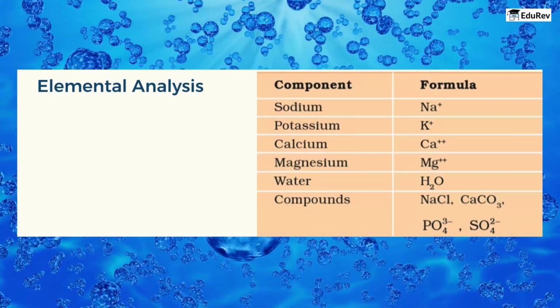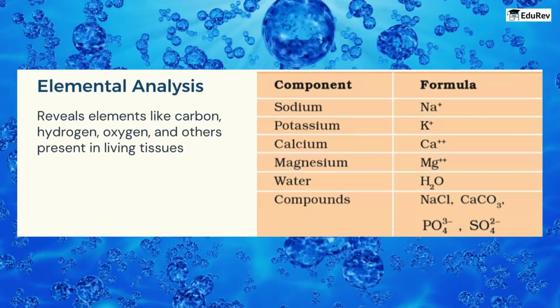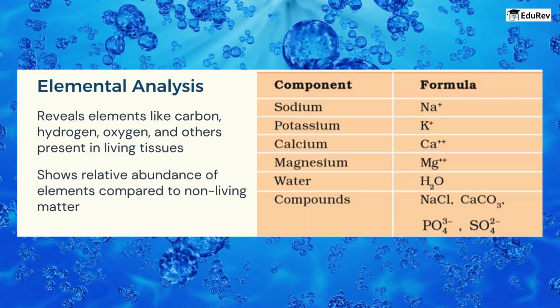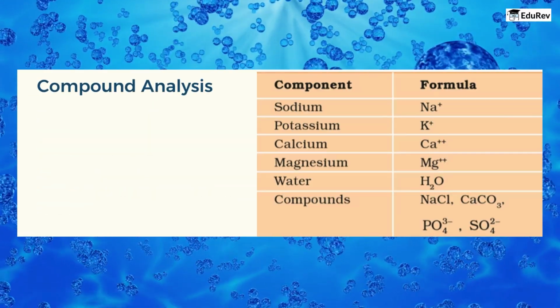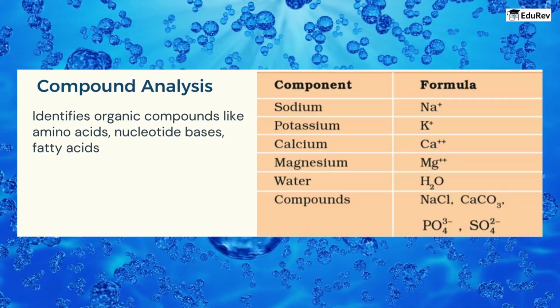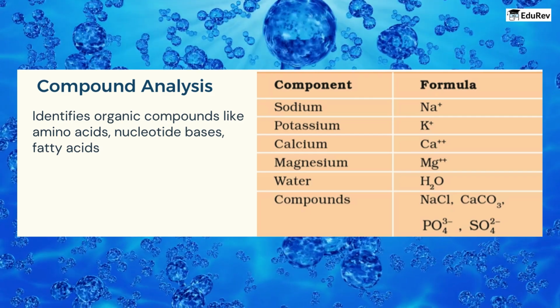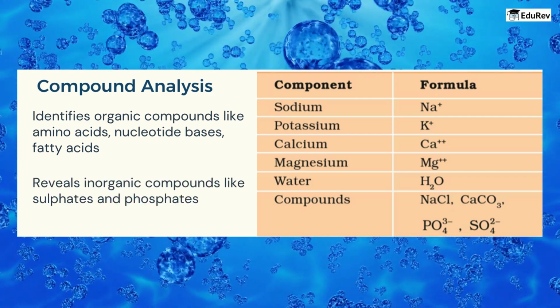In elemental analysis, elements like carbon, hydrogen, oxygen, and others are revealed in living tissues. This also shows their relative abundance compared to non-living matter. Compound analysis identifies organic compounds such as amino acids, nucleotide bases, fatty acids, and inorganic compounds like sulfates and phosphates.